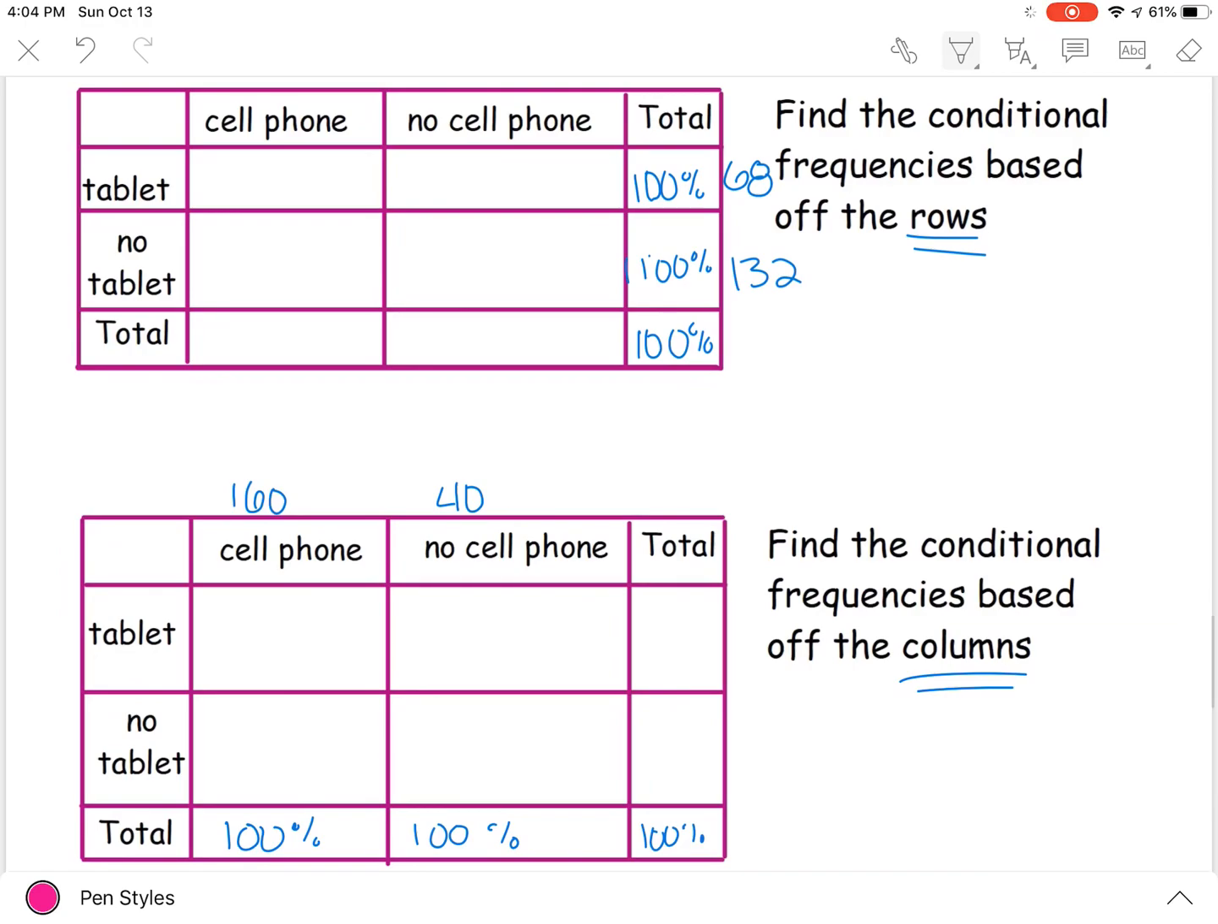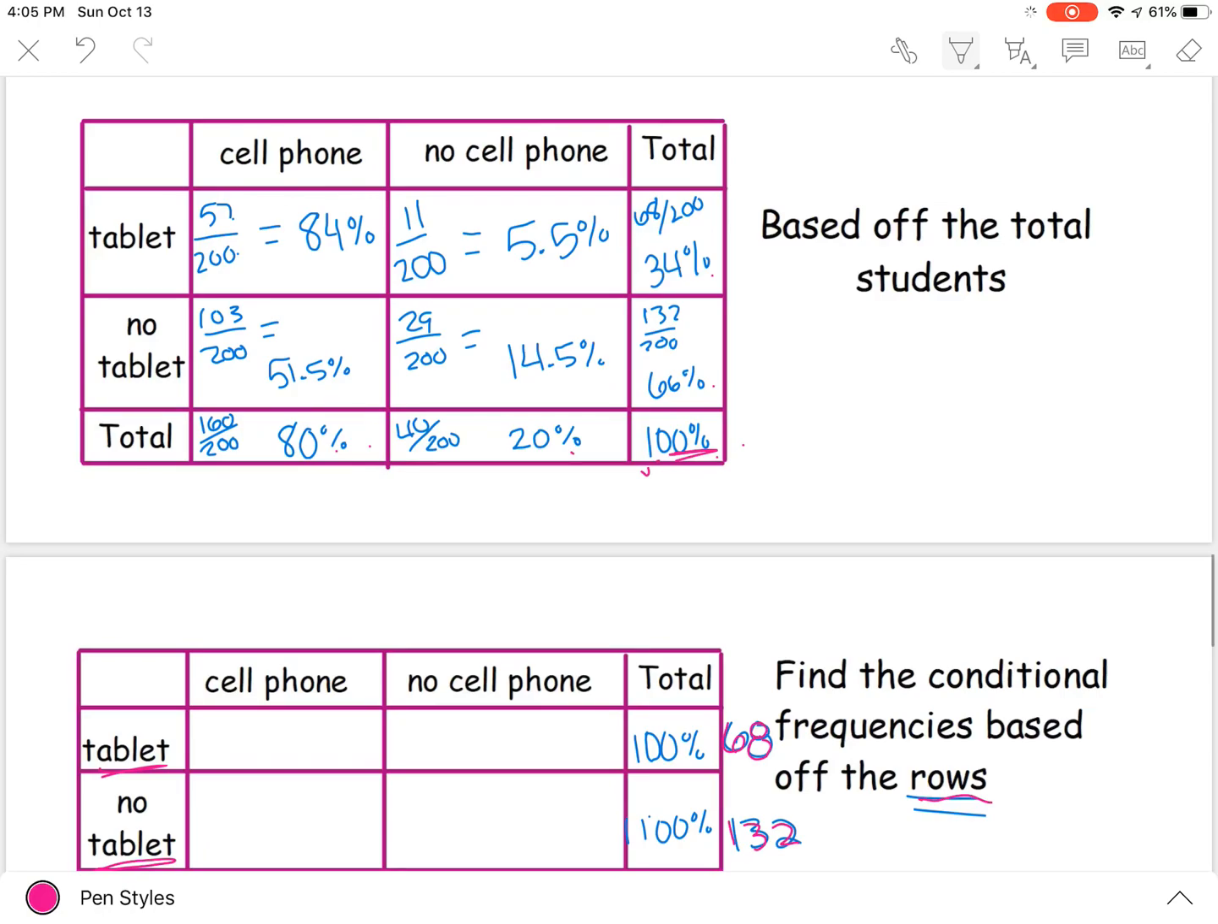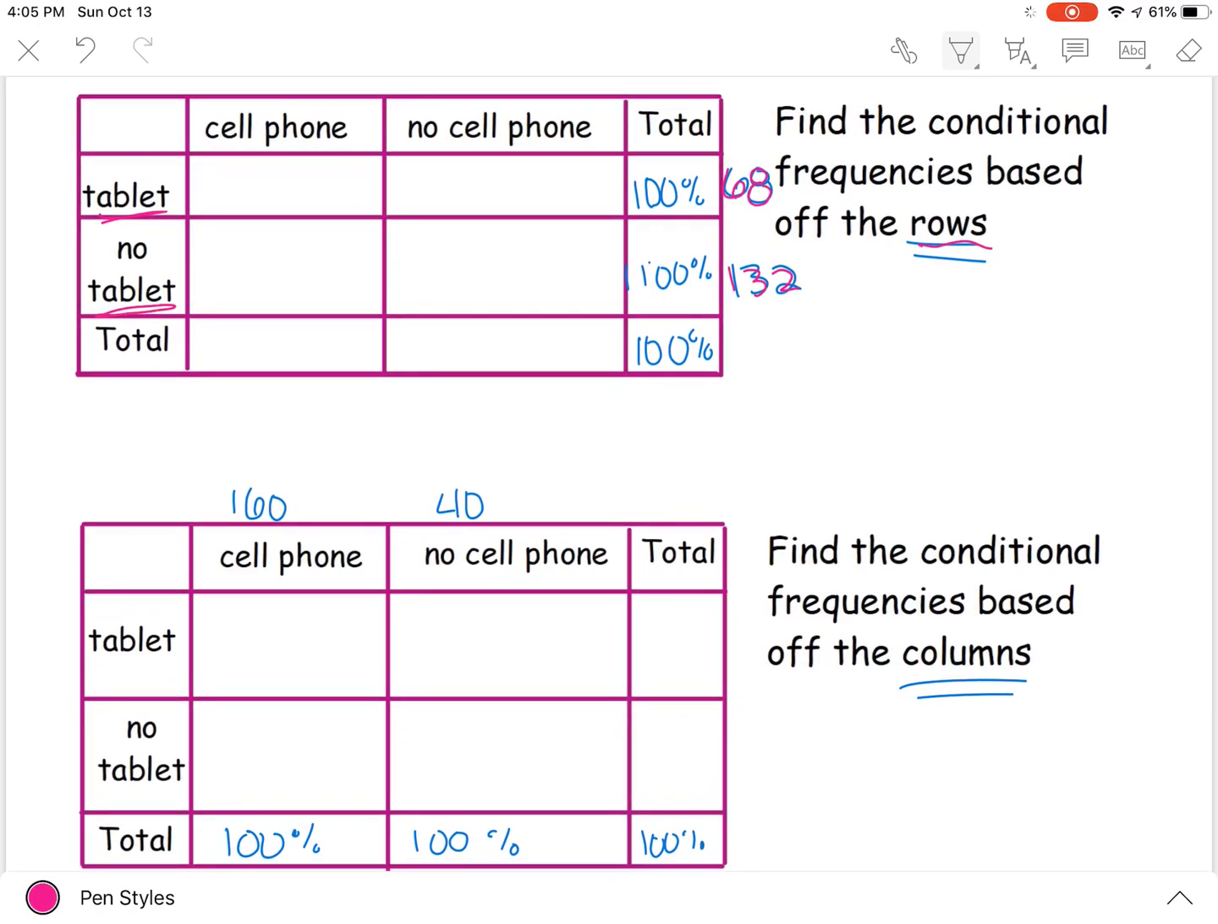Then we can find the conditional frequency. Conditional frequencies are based off of either rows or columns. If they're based off of rows, we need to remember that there are a total of 68 students who have a tablet and 132 students that have no tablet, because that's what our rows represent. So instead of dividing our frequencies by the total of 200 students, we're going to divide the frequency by the row total. So 50 students had a cell phone and a tablet, divided by the row total of 68 gives us 84% of students. Well, 11 students had a tablet and no cell phone, divided by the 68 who have a tablet gives us 16% of those students.